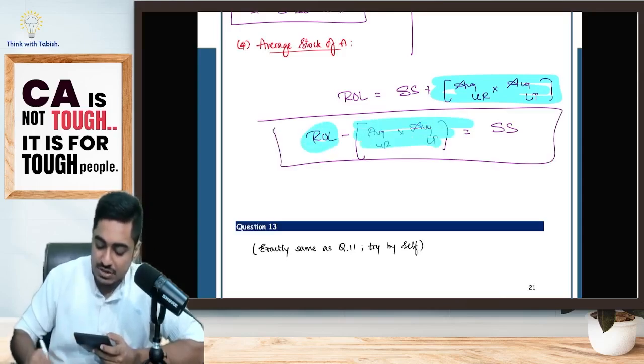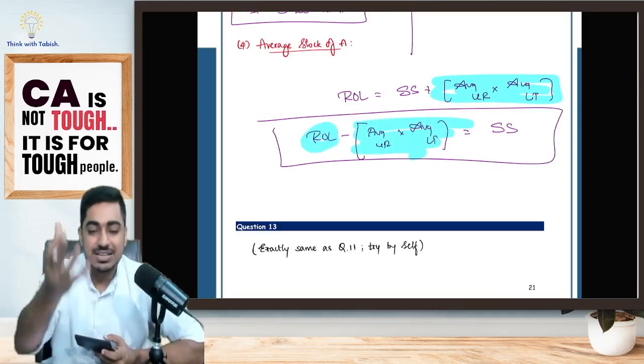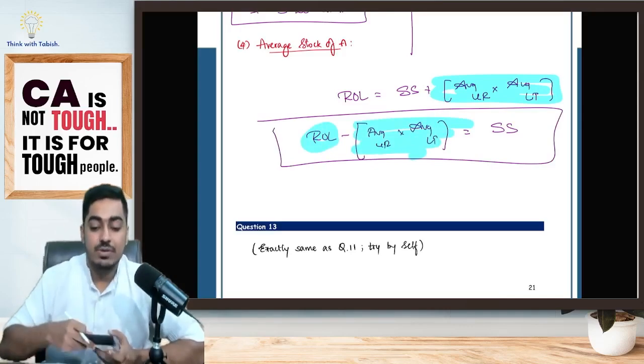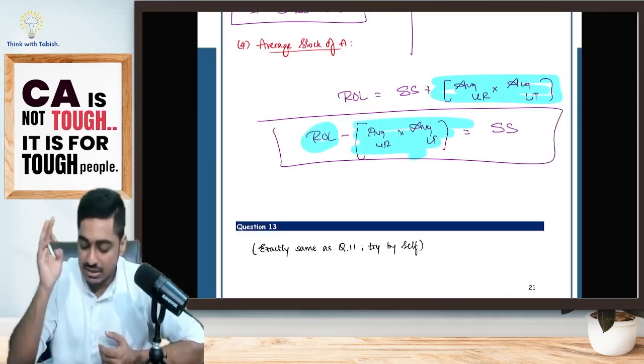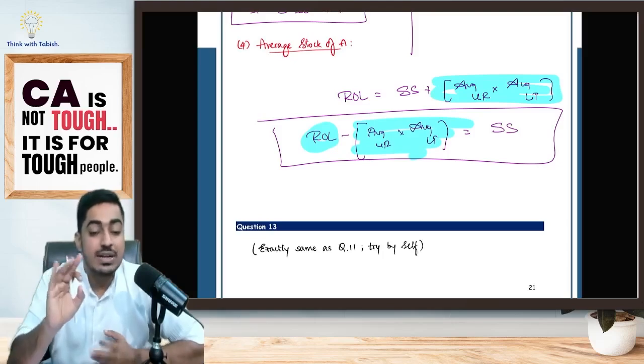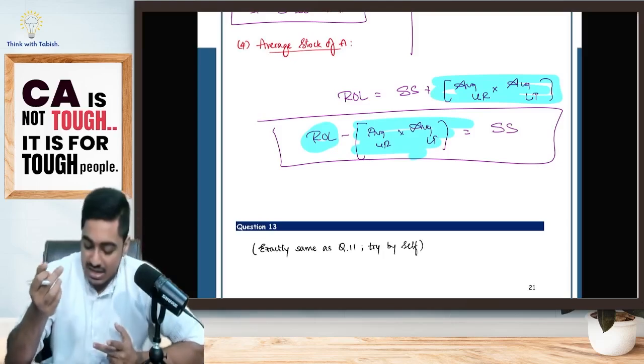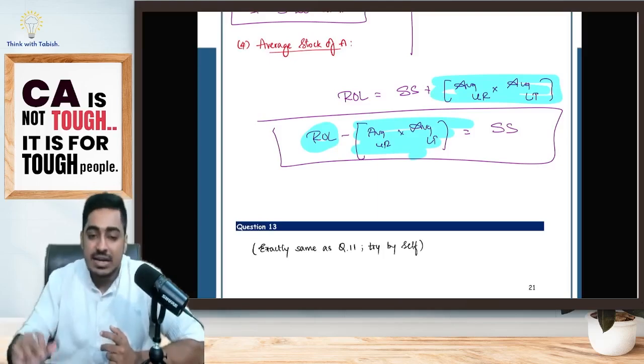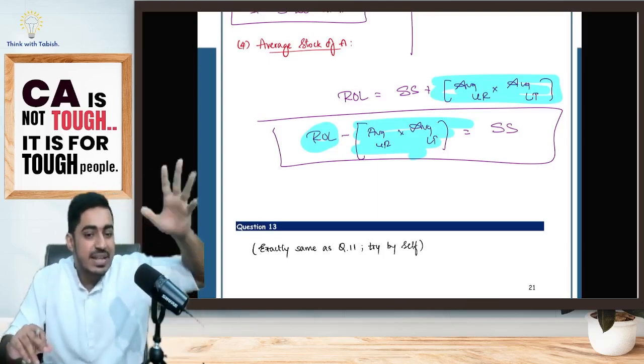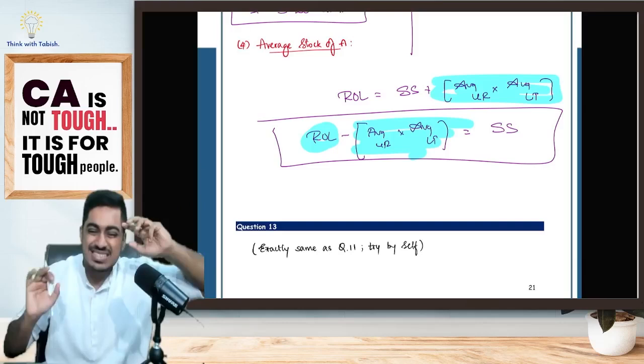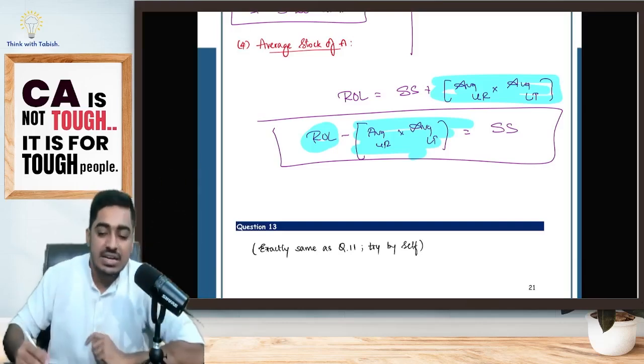Now tell me, what is this formula? Reorder level minus average usage rate into average lead time. This is nothing but my minimum level. That means theoretically, my safety stock and minimum level are one and the same. In reality, minimum level is a level that I have calculated, while safety stock is a judgment that I am taking. From that perspective, two things are slightly different, but theoretically, it is same only.